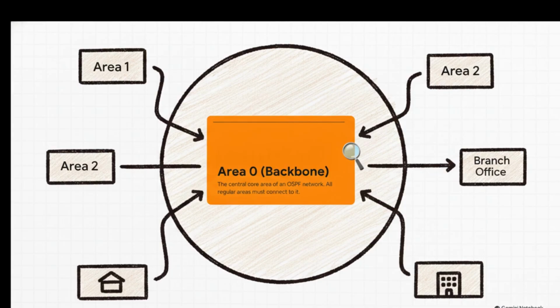And the absolute anchor of this entire design is Area 0, the backbone. OSPF architecture strictly demands that every single regular branch area, like Area 1, Area 2, whatever, must connect directly to this backbone, either physically or logically. It is the ultimate headquarters.